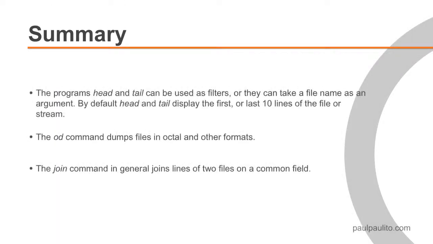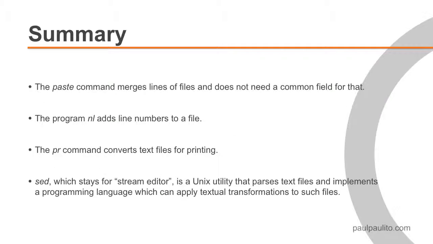Summary. The programs head and tail can be used as filters, or they can take a file name as an argument. By default, head and tail display the first or last 10 lines of the file or stream. The od command dumps files in octal and other formats. The join command in general joins lines of 2 files on a common field. The paste command merges lines of files and does not need a common field for that.